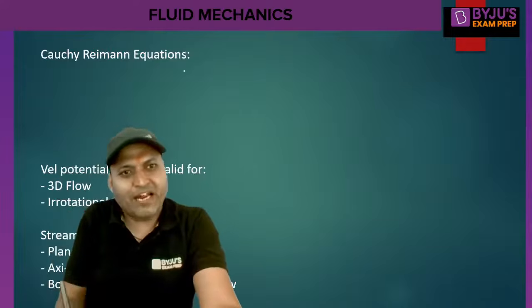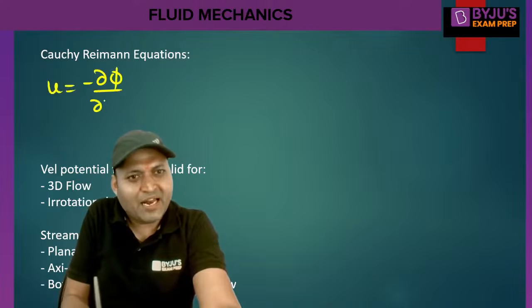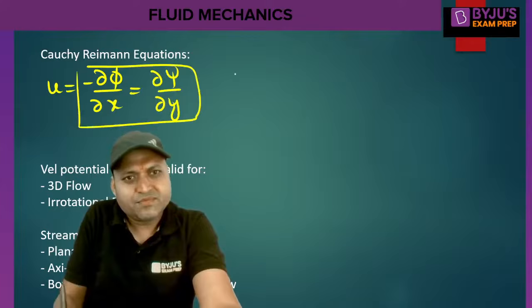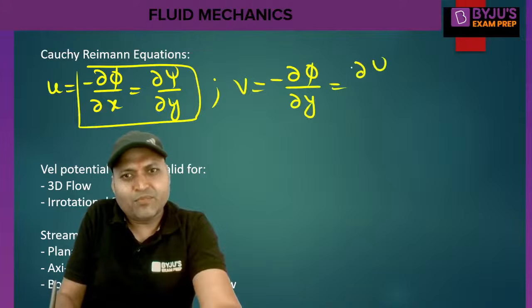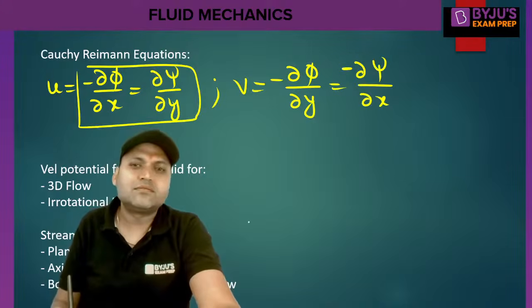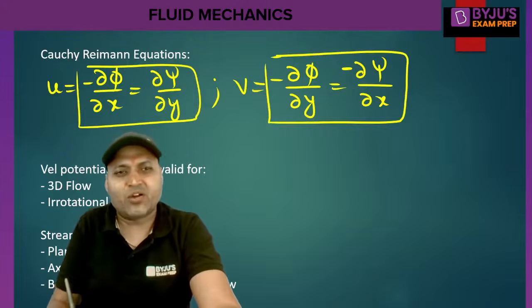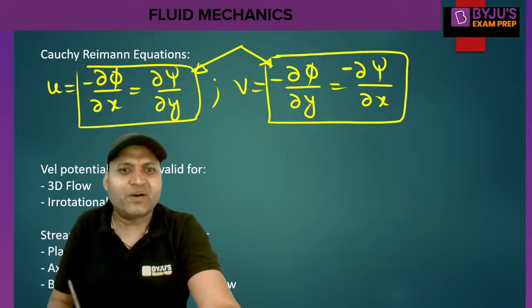So if we equate u, u is equal to minus del phi by del x is equal to del psi by del y. This is one equation. And v is equal to minus del phi by del y is equal to minus del psi by del x. This is another equation. These two equations are known as the Cauchy-Riemann equations.